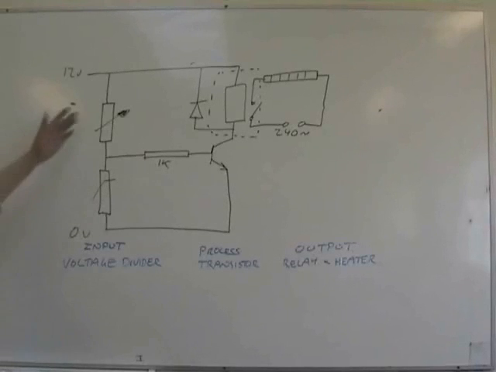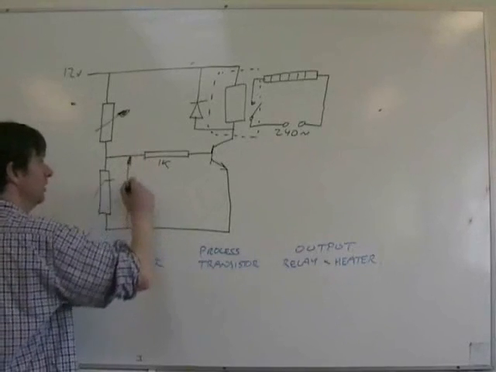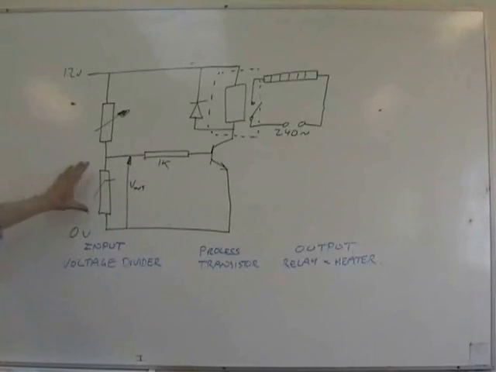The input to the system is a voltage divider. These two resistors make up a voltage divider. As the temperature drops, the resistance of this thermistor increases. With that increase in resistance, the voltage out of the potential divider, V out, will increase. So when that resistance increases, that increases.